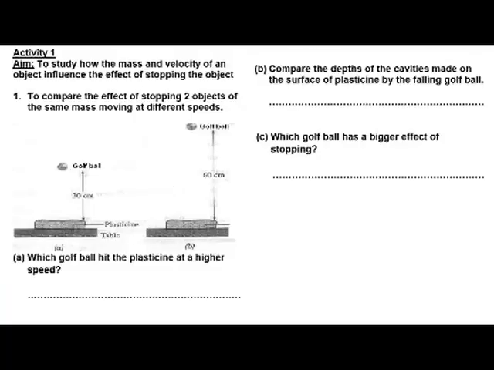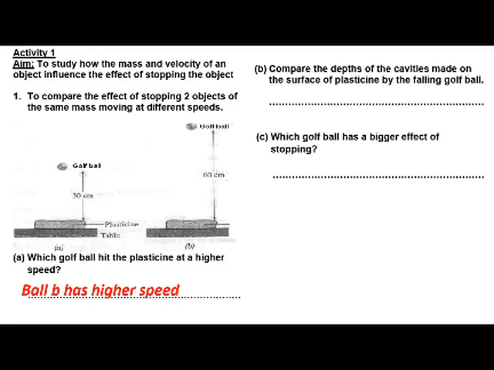Okay, so let us further study the effect of the mass and velocity of an object on the effect of stopping the object. Question 1: to compare the effect of stopping two objects of the same mass moving at different speeds. So we have the same golf ball. One is at a height of 30 cm, another one is at a height of 60 cm. Which golf ball hit the plasticine at a higher speed? We learned that the higher the ball, the faster the speed. So ball B has a higher speed.